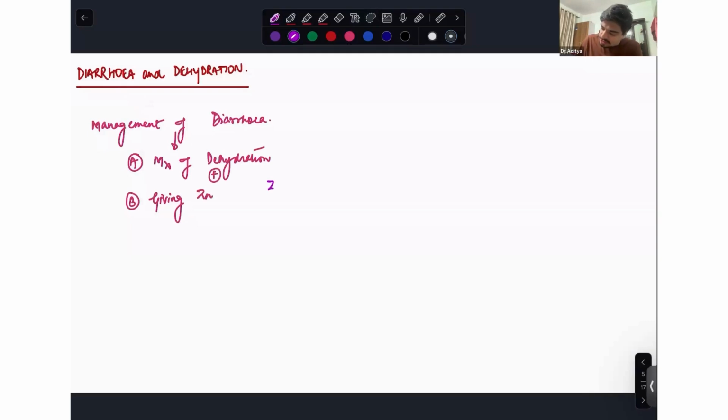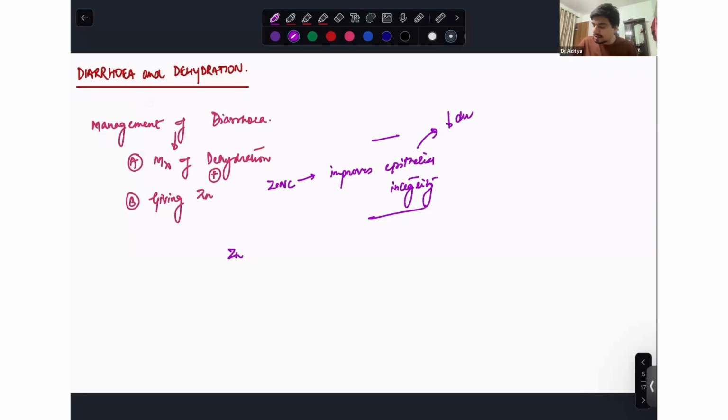Why zinc? Because zinc improves epithelial integrity. So we give zinc because it will improve epithelial integrity. This improvement in epithelial integrity will decrease the duration of diarrhea.